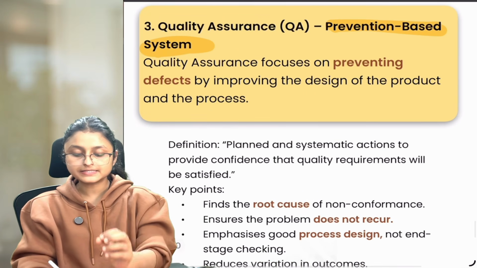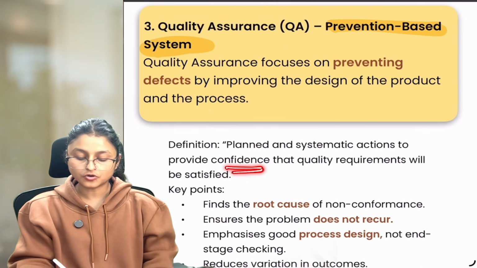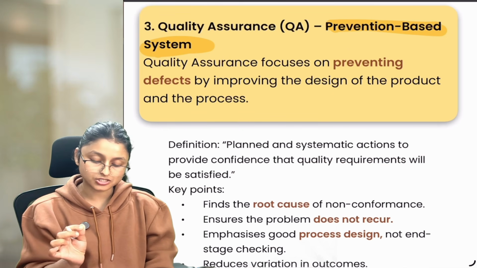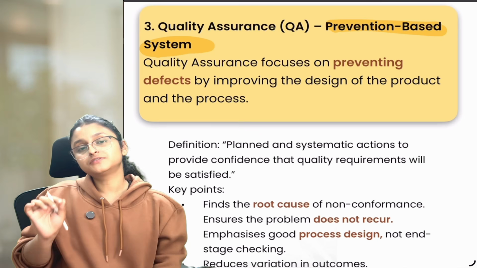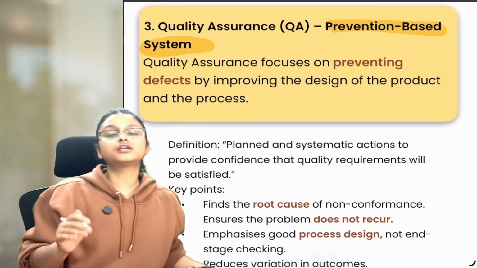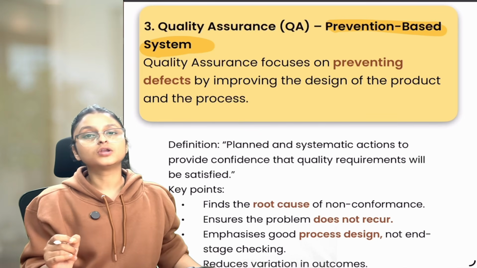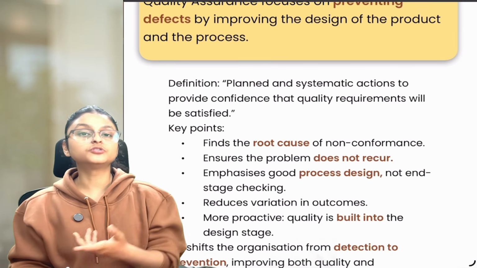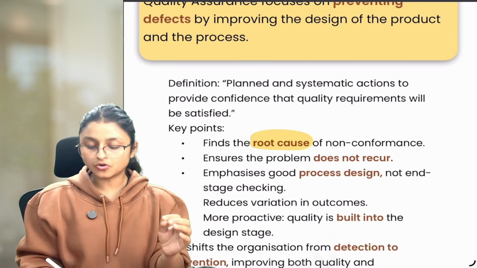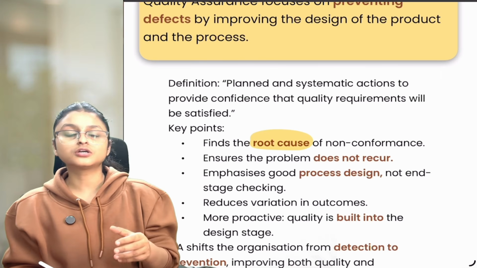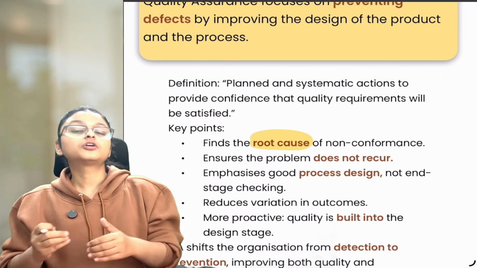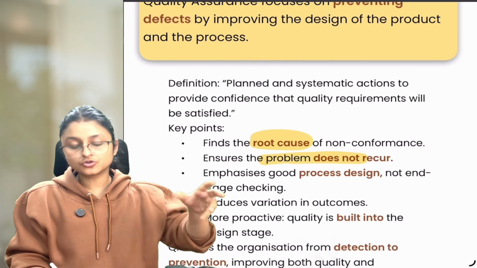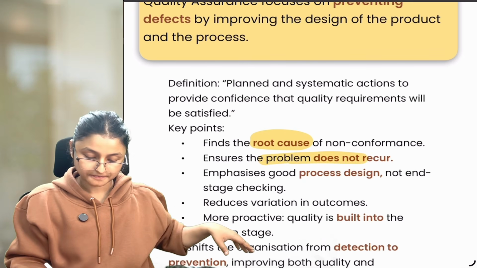Definition: planned and systematic actions to provide confidence that quality requirements will be satisfied. So we are taking some actions so that we can have some confidence that the output which we are generating is of good quality, will not have defects. So for this, what you need to do? First, find the root cause why this non-conformance occurs and why we are not able to meet the quality. Then ensure that those problems do not occur again.